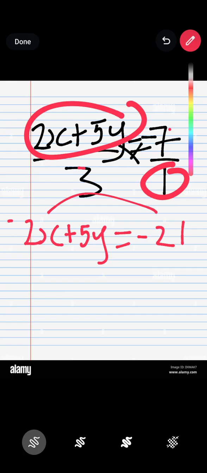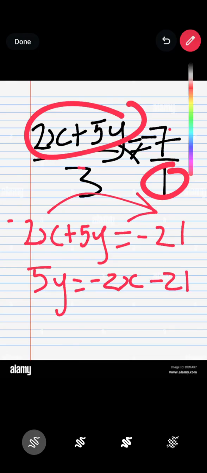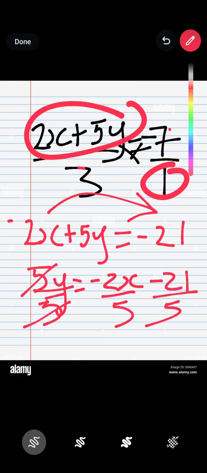From here, we take 2x to this side, so it will be 5y. In fact, when you take 2x to this side, you should write it first. It becomes negative 2x, right? But you write it first. Then negative 21 remains here. Then you divide everything by 5. This and this cancel. You have y equals negative 2x over 5 minus 21 over 5.